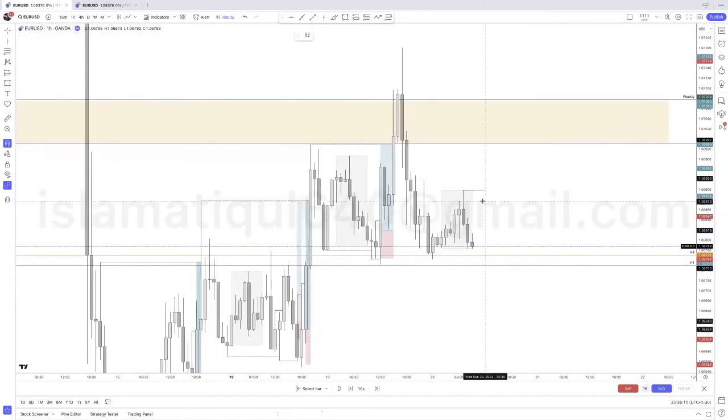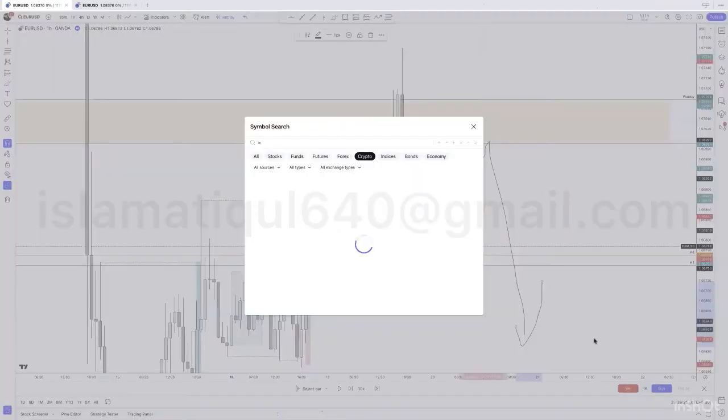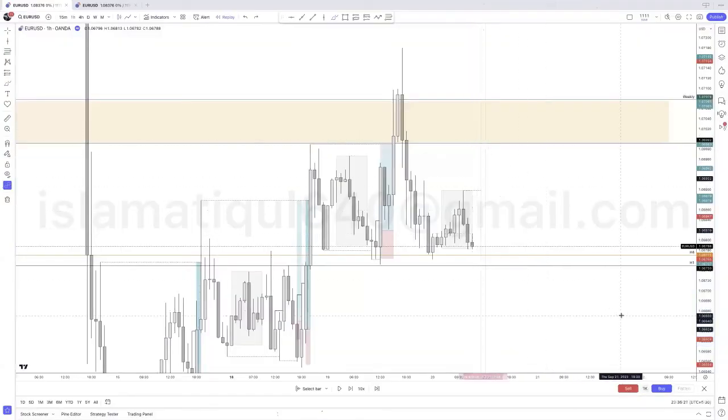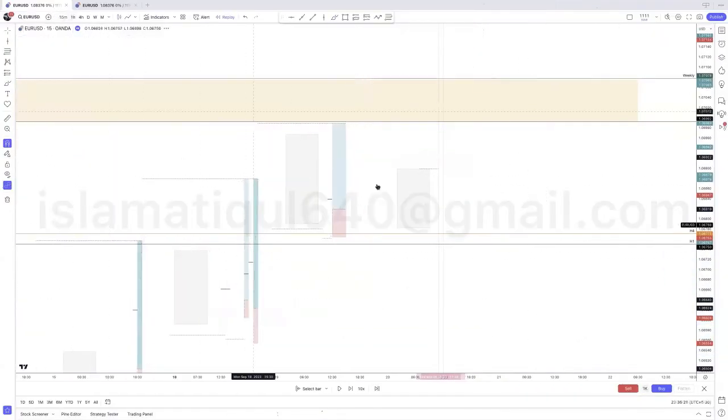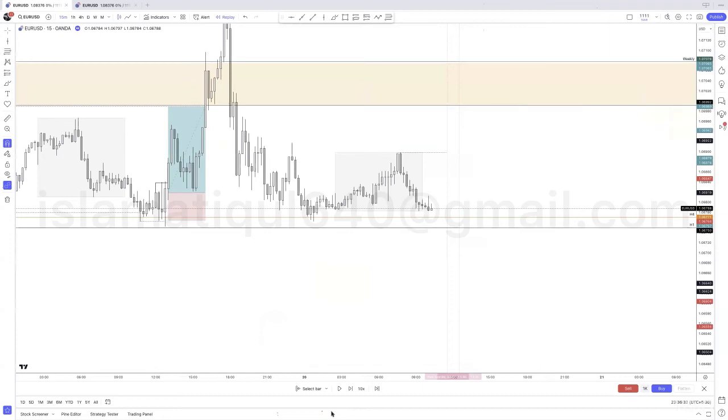Yeah, 12:30 and 11:30. Now we could expect a sweep, then a drop. Right, you could expect the sweep and the drop. So let's see. Let's play price forward and wait for the London session.